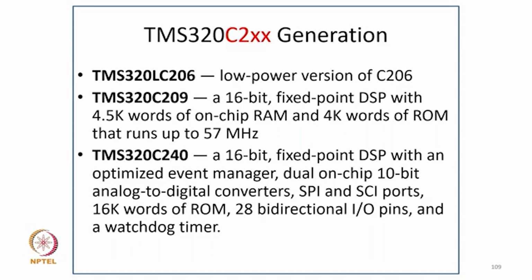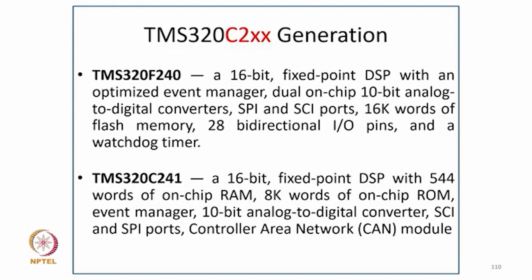So coming to the TMS320C2XX extension, this is the TMS320LC206, a low-power version of the C206, and the TMS320C209, a 16-bit fixed-point DSP with 4.5 kilowords of on-chip RAM and 4 kilowords of ROM that runs at up to 57 megahertz. TMS320C240 is a 16-bit fixed-point DSP with an optimized event manager, dual on-chip 10-bit analog-to-digital converters, SPI and SCI ports, 16-bit words of RAM, 28 bidirectional input-output pins, and the watchdog timer.